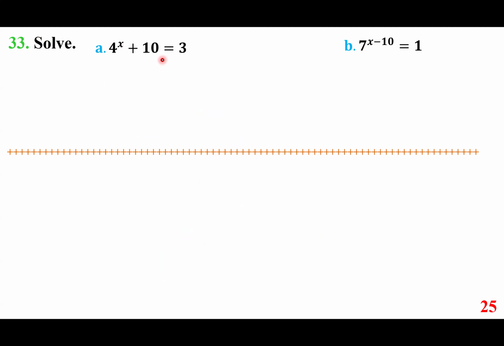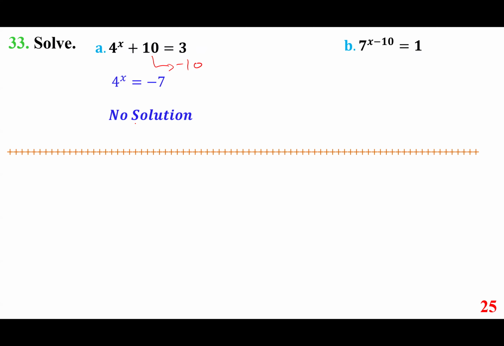Four to the power of x plus 10 equals 3. Subtract, you get -7. 4 to the power of x, 2 to the power of x, 10 to the power of x, e to the power of x. Any exponential equals a negative number, there is no solution. It can't even be 0. Remember, that really refers to the y coordinate. That means the range is from 0 to infinity, so there is no solution. 4 to the power of x can never be negative.